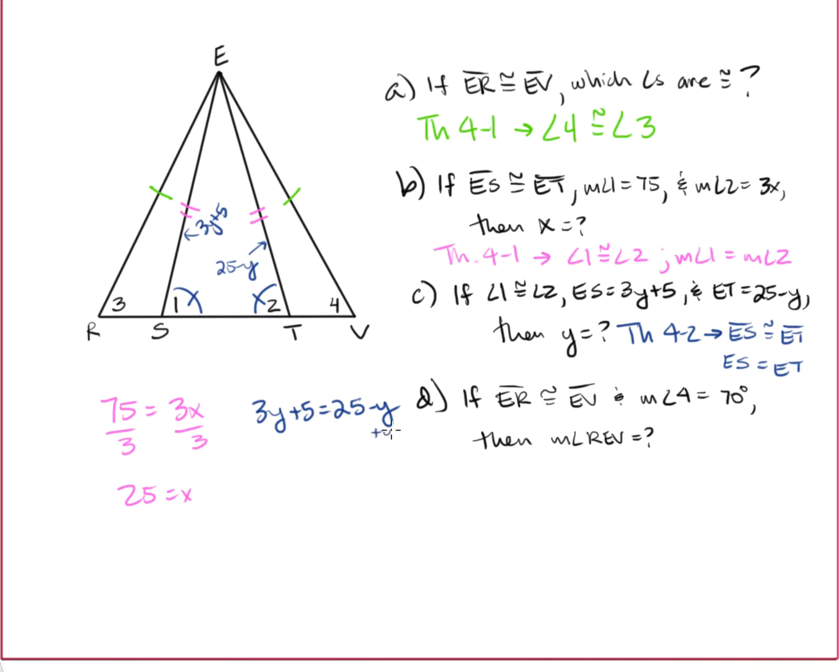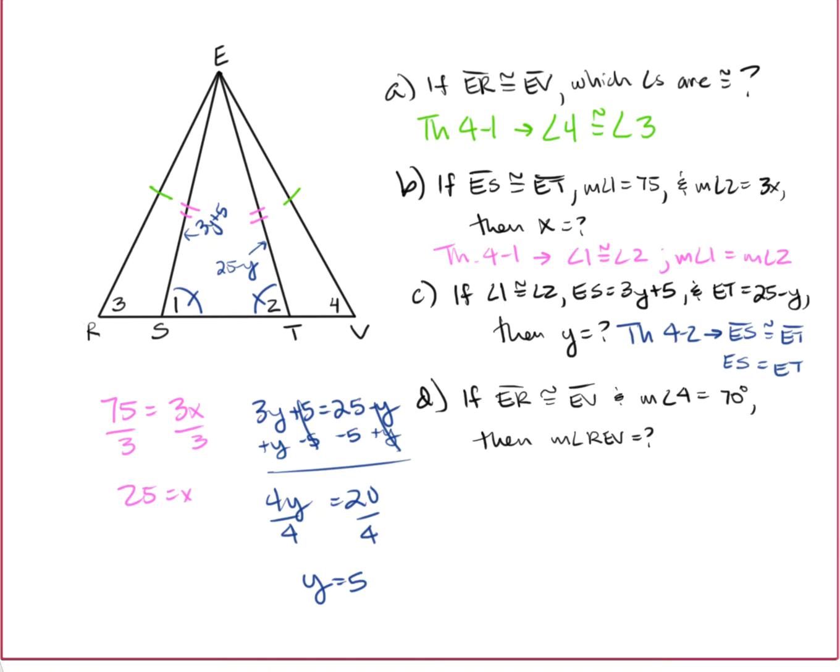And now I could add y to both sides, and I could subtract 5 from both sides, and what I'd end up with is 4y, these cancel, equals 20. And these cancel. And I divide by 4 on both sides, and y equals 5.